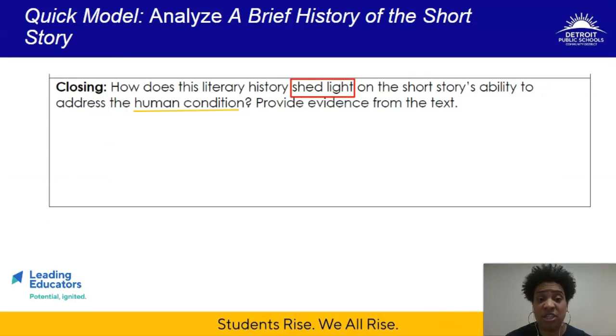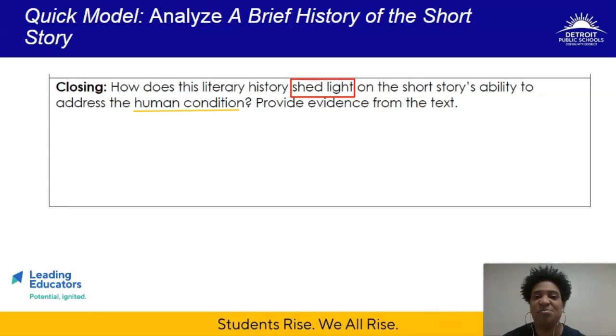Moving on to the close, how does this literary history shed light on the short story's ability to address the human condition? Again, provide evidence from the text. I have emphasis here on shed light and human condition for a reason. First of all, just a brief recap. We have talked ad nauseum about what human condition is, but it's always good to review that the human condition refers to thoughts, feelings, experiences, etc., that human beings share and that they have in common, right?